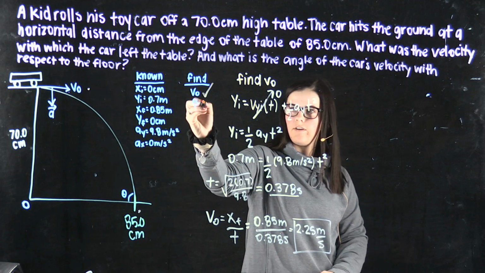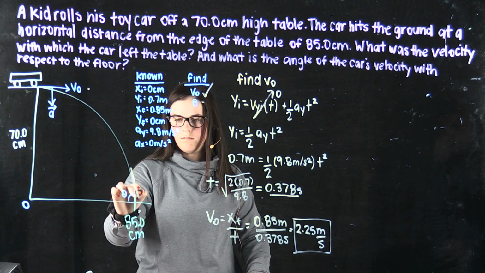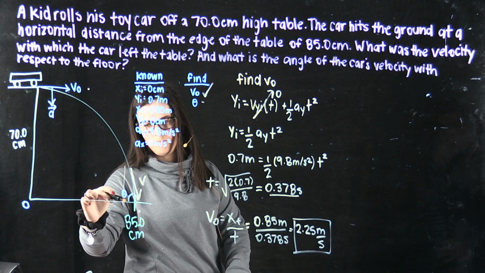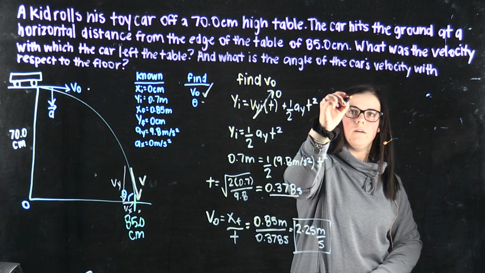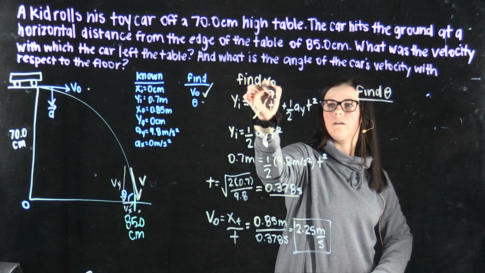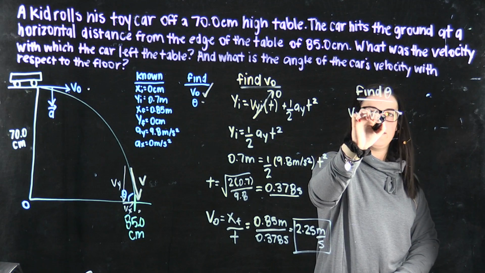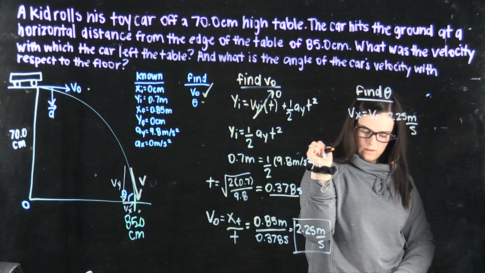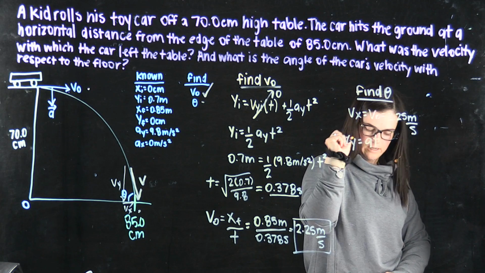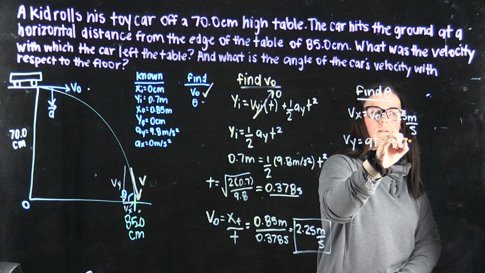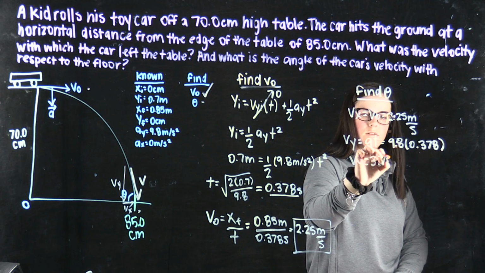We got that. Now to find theta, which is this angle here, we are going to look at the components. So this is V, and V is made up of Vy and Vx. So we know that Vx is equal to V naught, and it is 2.25 meters per second. Vy is equal to the acceleration times time, which is 9.8 times 0.378. So Vy equals 3.704 meters per second.